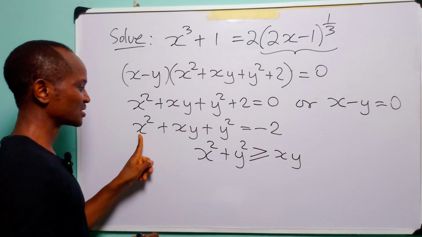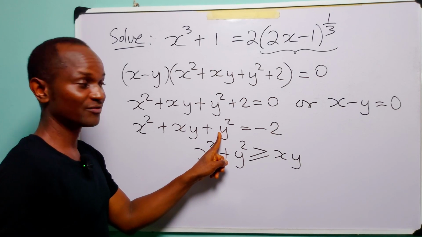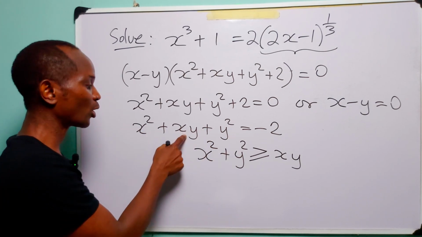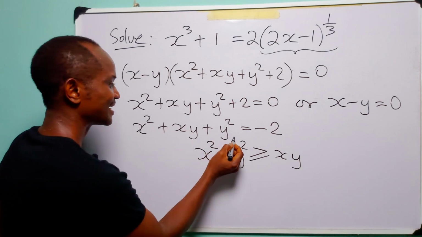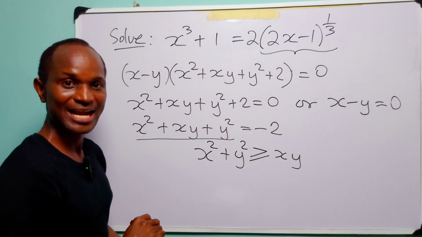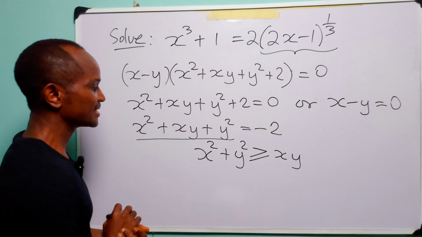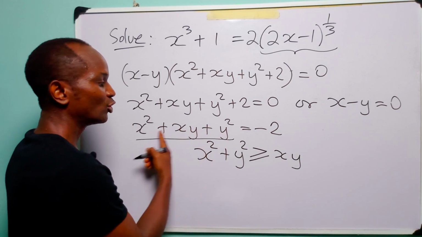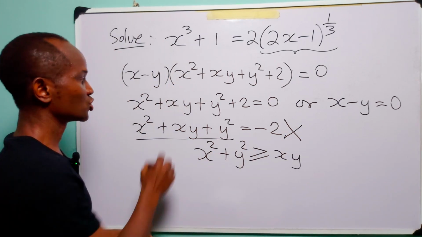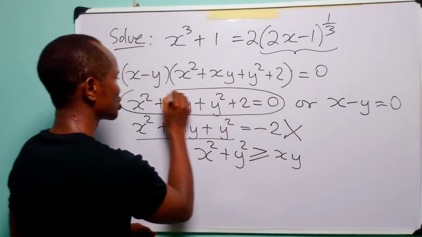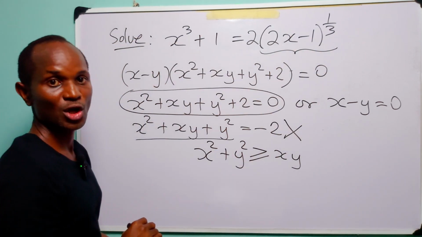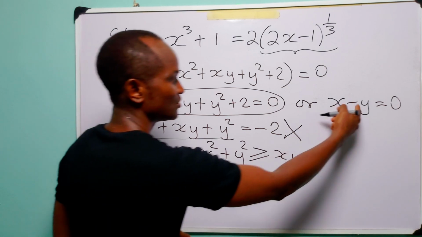So we have that this is positive and this is positive, and then this plus this must always be greater than or equal to this term. So that means that this left-hand side can never be less than 0. It can never be negative. So it simply tells us that there are no real numbers that satisfy this equation. So this equation is not going to be useful to us in solving this equation. So we discard it.